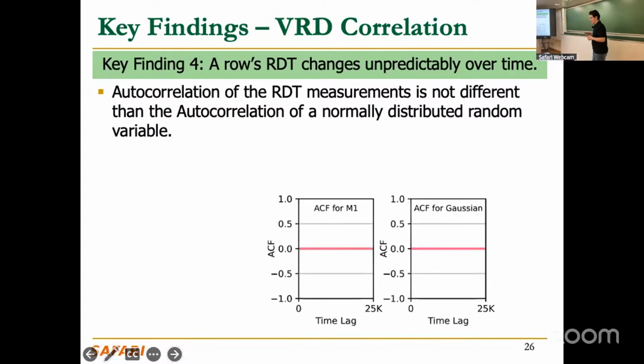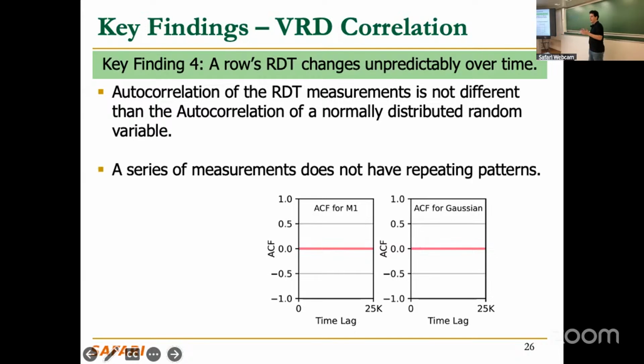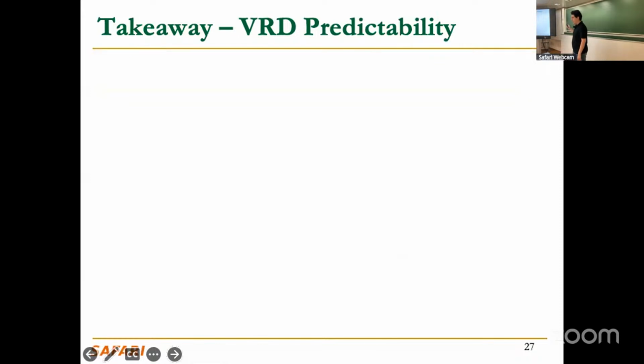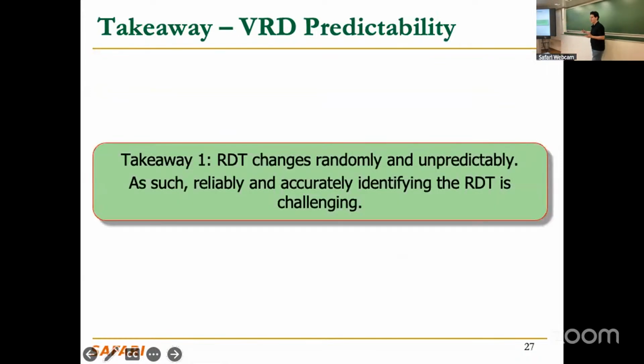As such, when we compare the patterns, there isn't any difference between the single chip's row and a Gaussian normal distribution. And that yields the fact that these measurements likely have no repeating patterns. And we can also see the measurements for that row in that chip M1. So the key takeaway from this finding is that these threshold values change randomly and unpredictably. So it's a hard task for the researchers to reliably and accurately determine these thresholds over time.